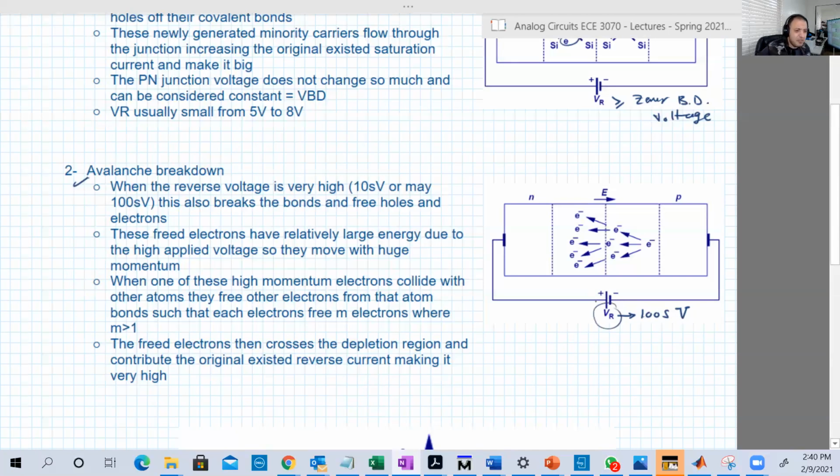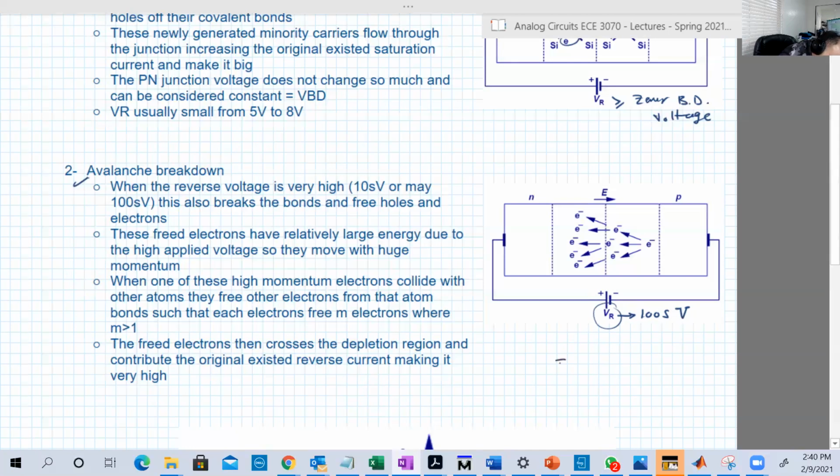So they will have a very high momentum. So when it collides with an atom, the energy will transfer from that electron to the electrons of that atom, so they can also be free. And usually such collisions result in multiple electrons being free at the same time.